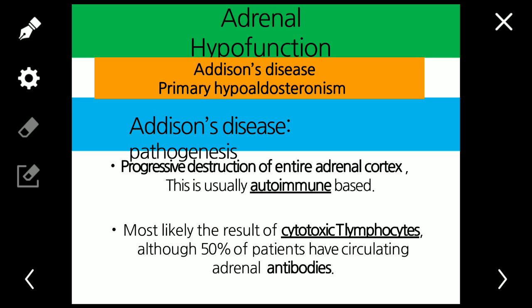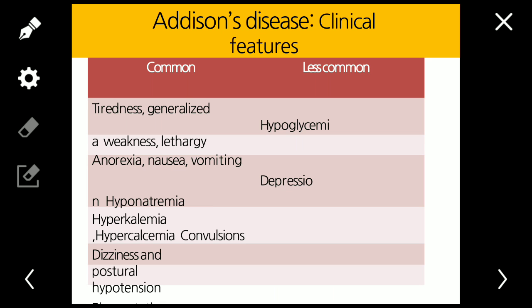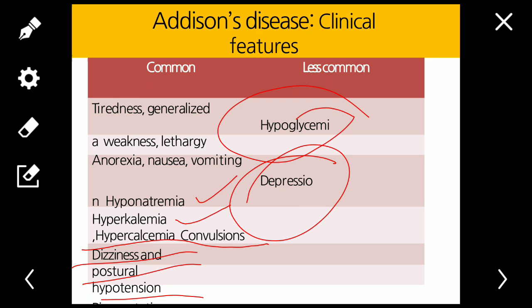Progressive destruction of the entire adrenal cortex, usually autoimmune based. Most likely the result of cytotoxic T lymphocytes, although 50% of the patients have circulating adrenal antibodies. The common clinical features are tiredness, weakness, lethargy, anorexia, nausea, vomiting, hyponatremia, hyperkalemia, hypercalcemia, confusion, dizziness, postural hypotension, hypoglycemia and depression. So all these are the clinical features of Addison's disease.